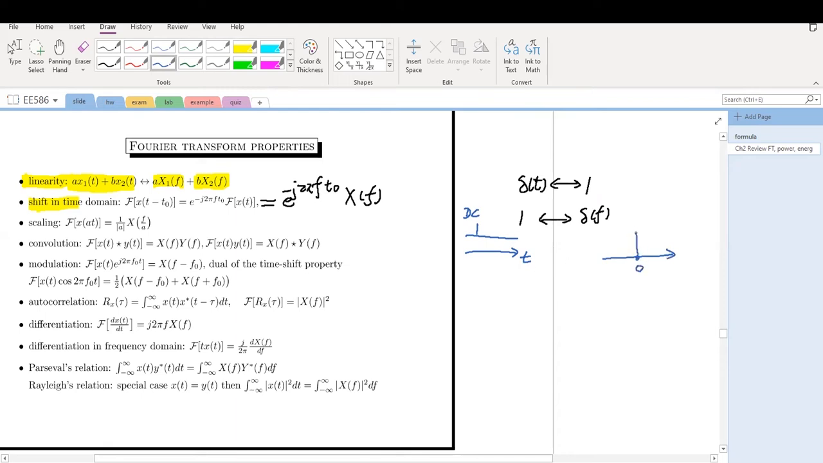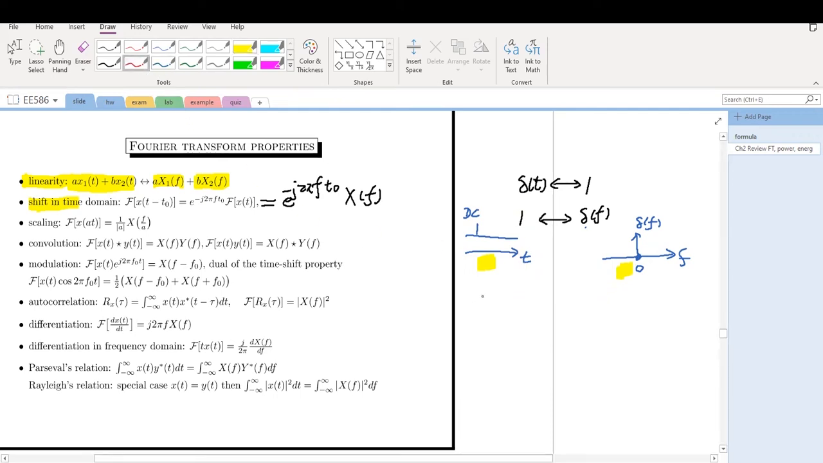So delta(f) only has value at f equals 0. That's the frequency domain. This is the time domain, and this is the frequency domain. I don't know if you can see or not. From here, we can obtain more Fourier transform pairs.